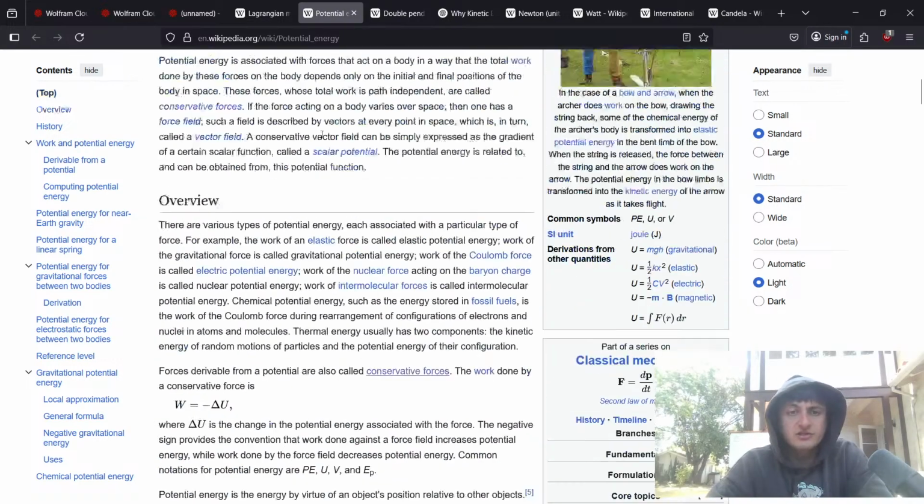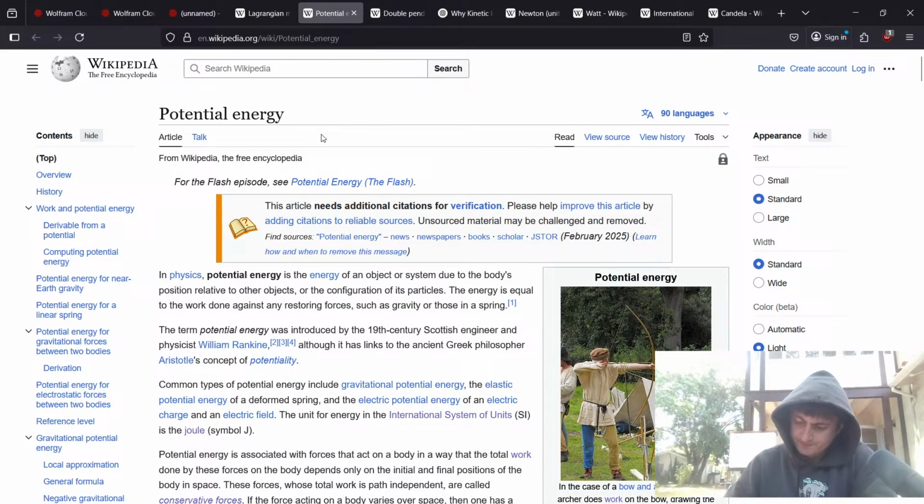Okay, so the potential energy is also, the kinetic and potential energy are quantities of work.